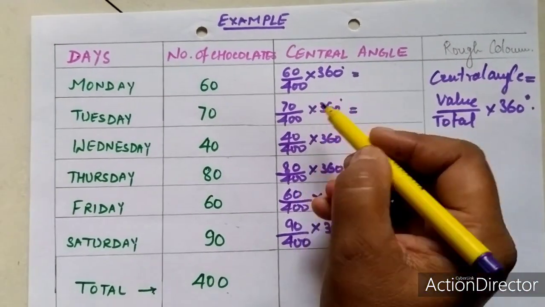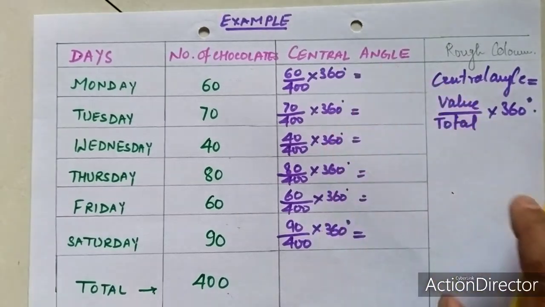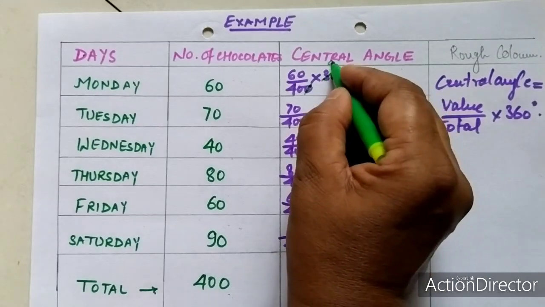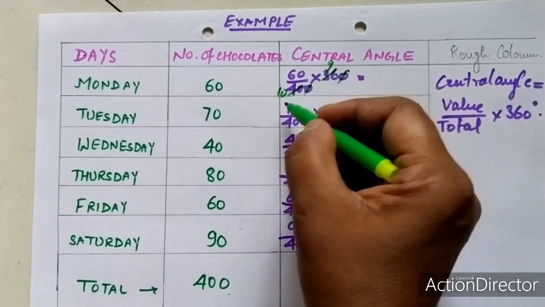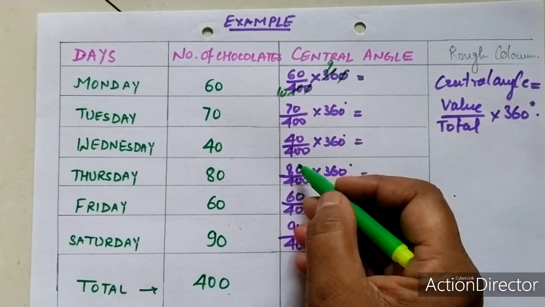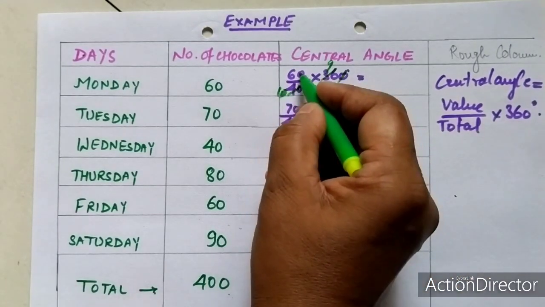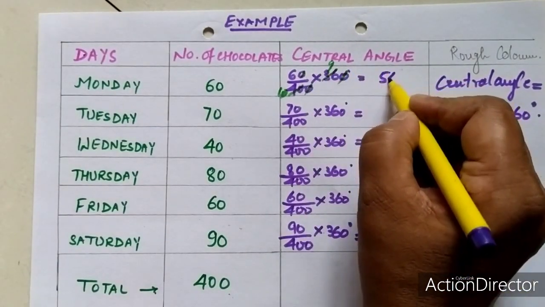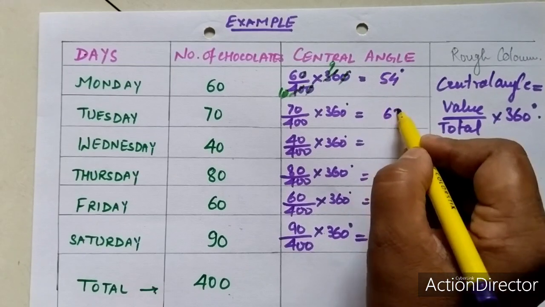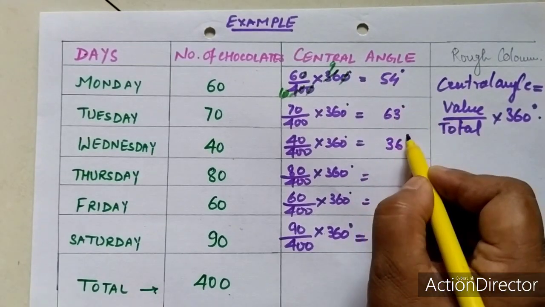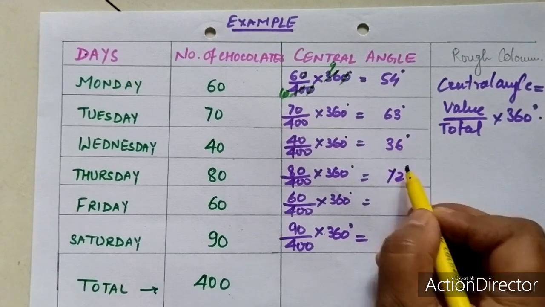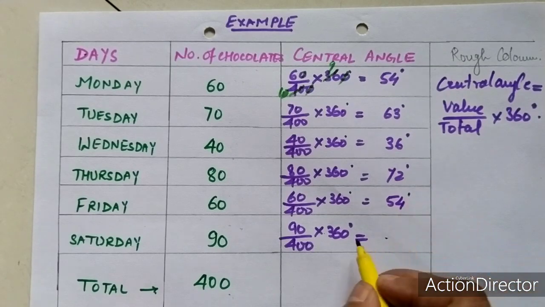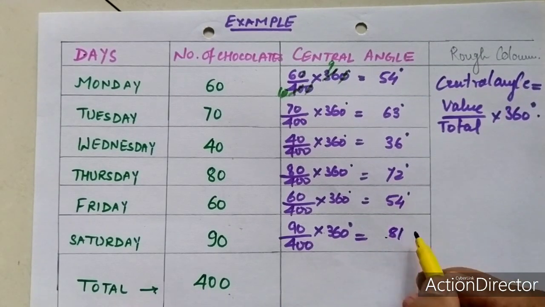So here you can cancel these two zeros. Let me use a different color. Cancel these two, and it is 4 nines, this is 4 tens. That means 9 by 10 in each case, a common number, so this also you can easily cancel. So I am going to write the direct answers: 9 sixes are 54 degrees. Here 9 sevens are 63 degrees. 9 fours are 36 degrees. Here 9 eights are 72 degrees. 9 sixes are 54 degrees. And here 9 nines are 81 degrees.